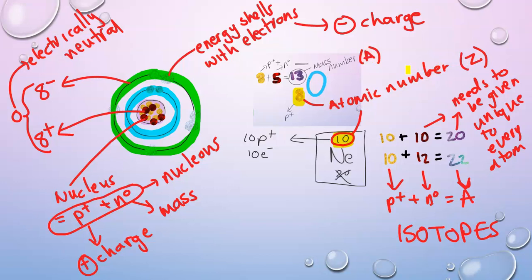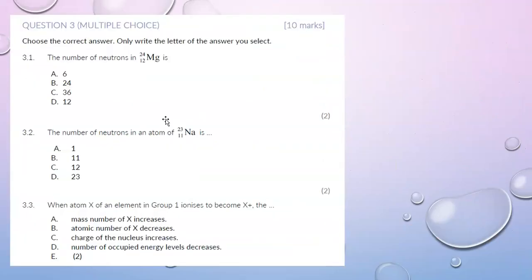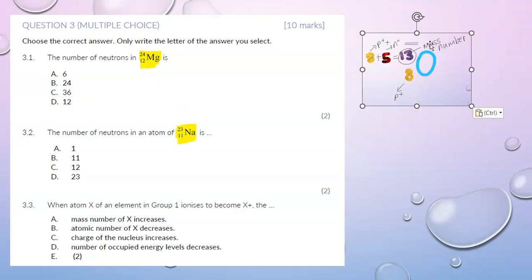I would just go and make a little cheat sheet and rewrite it a couple of times until you can remember it. Now for question 3, the multiple choice questions. So the first one, they give us magnesium. And if we look at the second one, sodium, and they are giving us the mass numbers and the atomic numbers. So we are back to this little summary of ours.